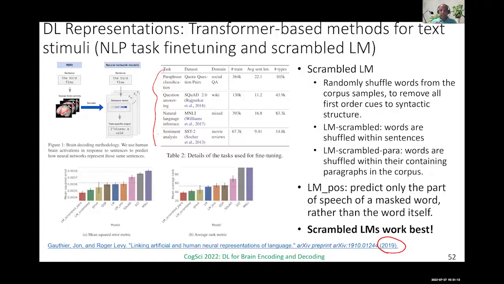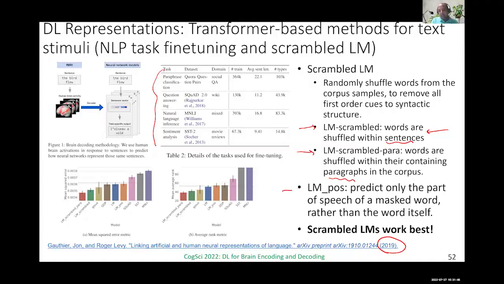You also take the original transformer-based language model and try to train it in two different ways: language model scrambled and language model scrambled para. In the language model scrambled, they took the words and shuffled them across the sentences and used them for learning the language model. In the language model scrambled para, they shuffled the words such that the words could be anywhere in the paragraph. So shuffling across a paragraph versus shuffling across a sentence.